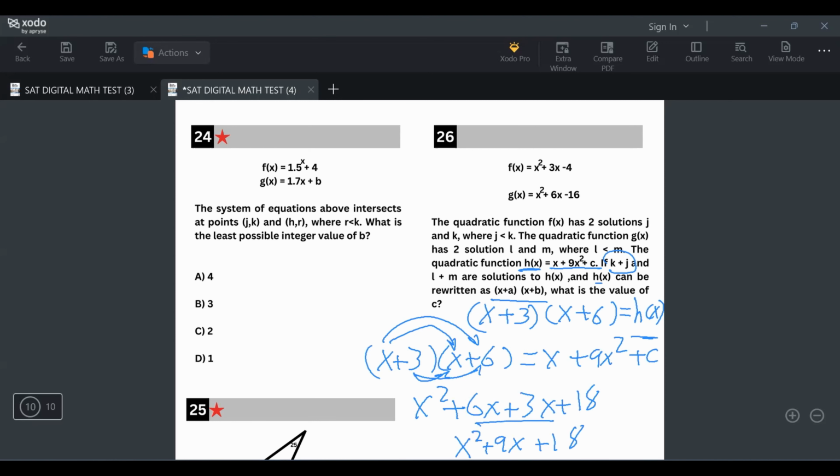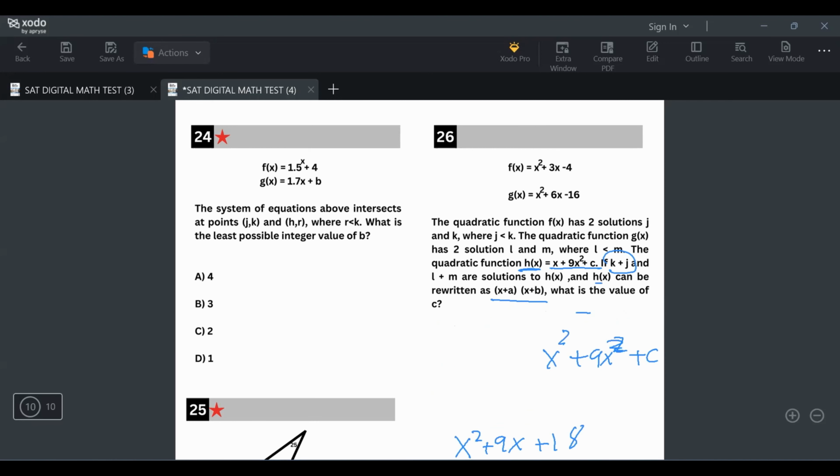So as you can see, the values of x to the power of 2 correspond to each other, 9 corresponds to 9, and the y-intercept, which is c, is equal to 18. So the answer for this question is 18.